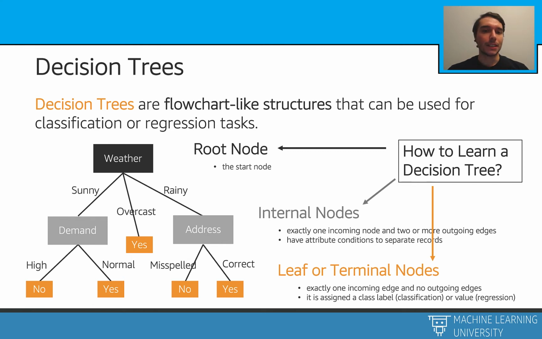Let's also explain these nodes. In our tree, we started with the weather node, and this is the root node because we started the tree with this. And we also have these internal nodes. For example, they use the demand and address features. These nodes are used to grow the tree even further. As I mentioned before, when we classify things, we call them leaf or terminal nodes, and this is where we stop the tree. We don't grow any further.